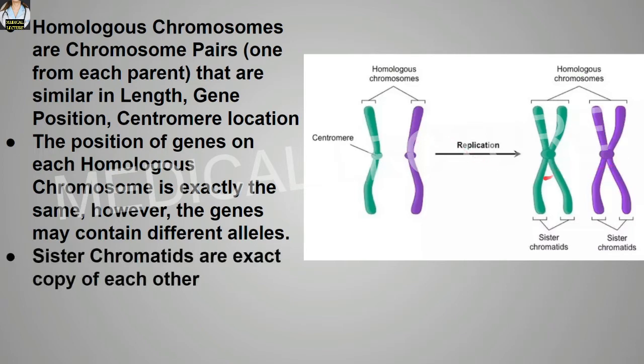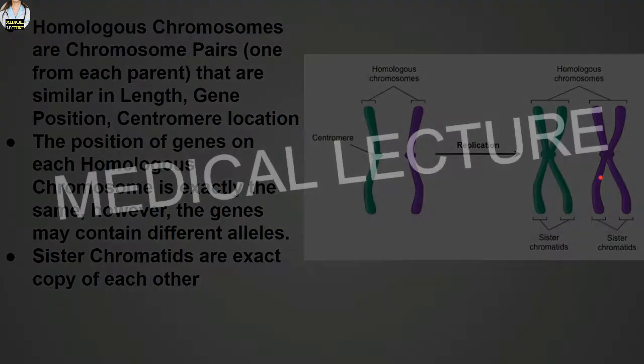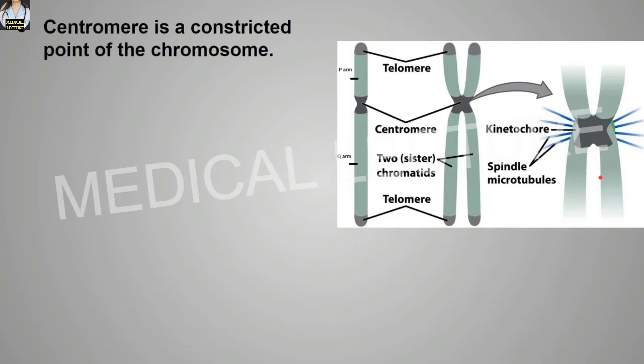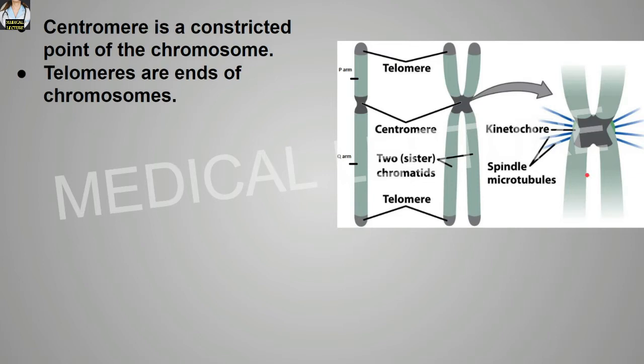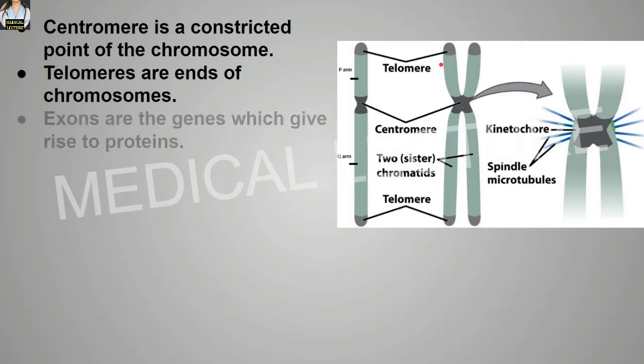Sister chromatids. These are the sister chromatids. Sister chromatids are exact copies of each other. Centromere is a constricted point of the chromosome. Telomeres are ends of the chromosome. So over here, as you can see, these are the centromeres. And these are the telomeres, the ends of the chromosome.